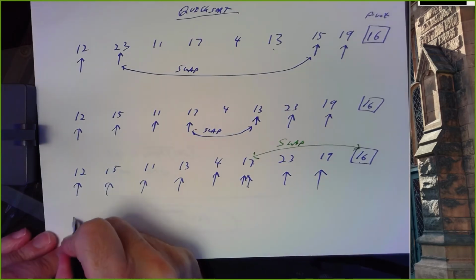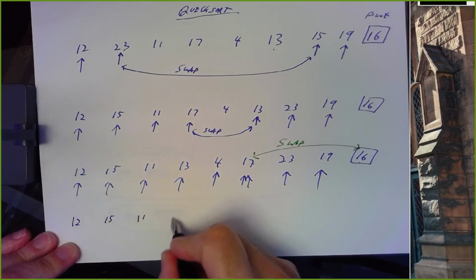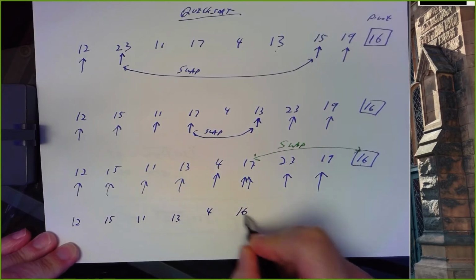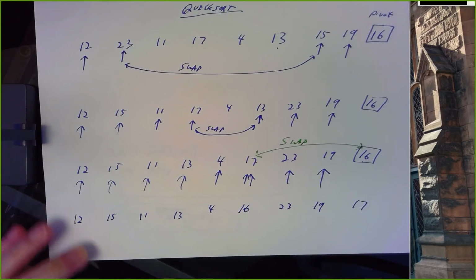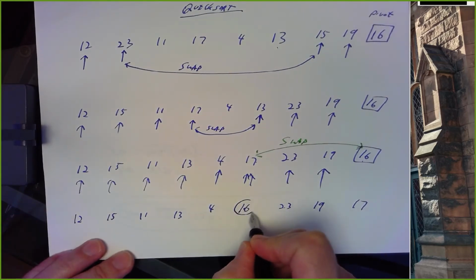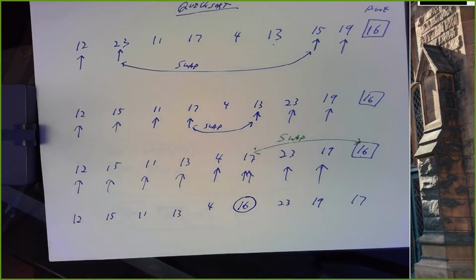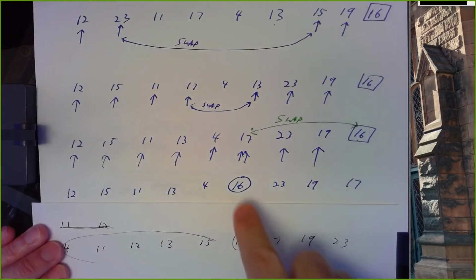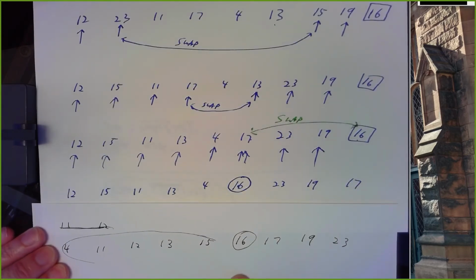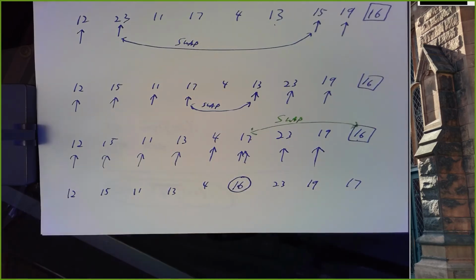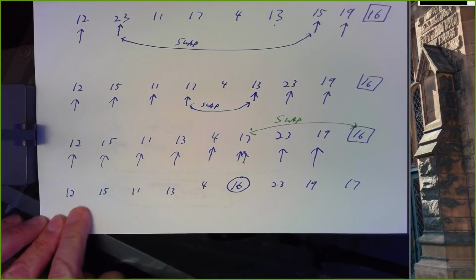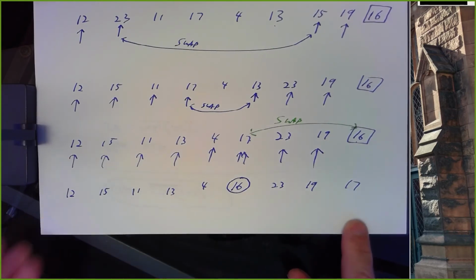And here's our list at the end of this first pass. So the 16 comes in here, and the 17 goes off to the end. And I'm going to put a circle around that pivot that I just swapped in. Right? Now that 16, that's what we peeked ahead and saw. That's where it's supposed to end up. And everything over here is smaller than 16. Everything over here is bigger than 16.